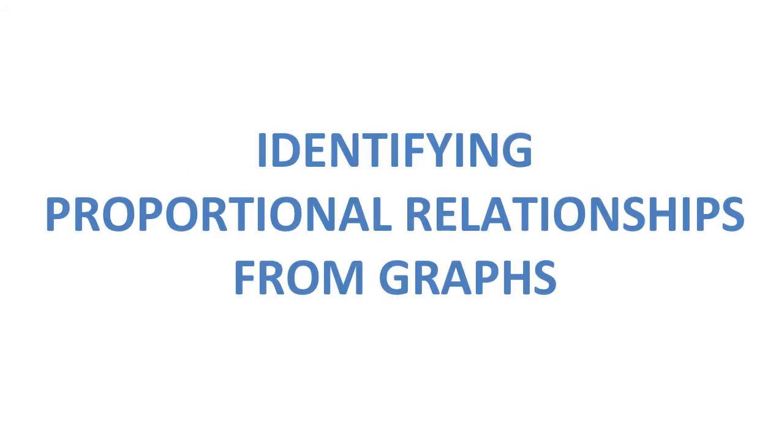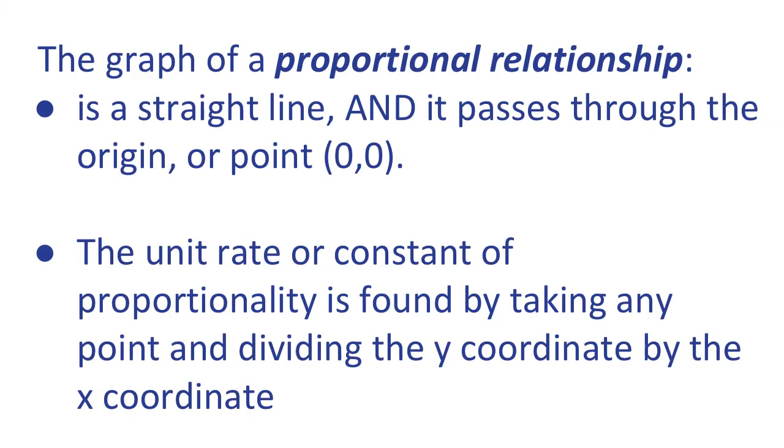Identifying proportional relationships from graphs. The graph of a proportional relationship has 2 things going on. One is that the line has to make a straight line and it passes through the origin, or 0,0. And the second element is the unit rate or constant of proportionality, which is found by taking any point and dividing the y coordinate by the x coordinate. If it meets these 2 things, then it is a proportional relationship.